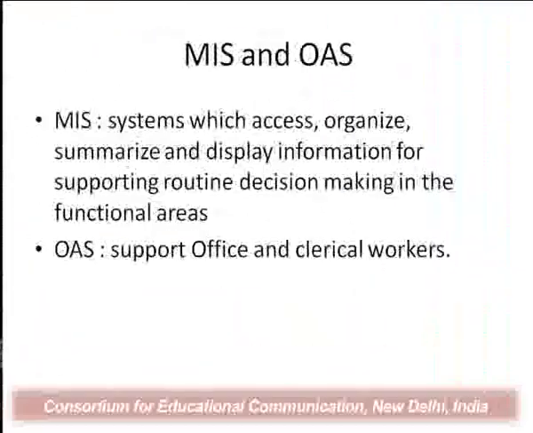Then if we talk about management information systems and office automation systems, actually management information systems have come out of office automation systems. Office automation systems were basically there to support office and clerical workers. Like we have Microsoft Office, or simple applications of document processing, or simple spreadsheet applications. These are there to support the working and the management of the clerks or of the office staff who are working. For example, in the bank, if we go, then we meet the teller, so the office automation system is going to help the teller.